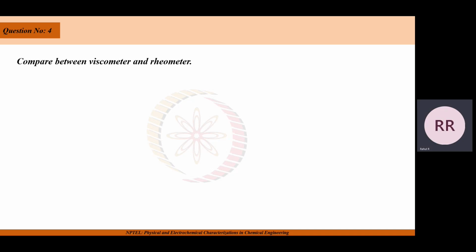Once again, the question was to compare a viscometer and a rheometer. You have to do a basic comparison between the rheometer and a viscometer. Just think for a few more seconds, then I'll let you know the answer.